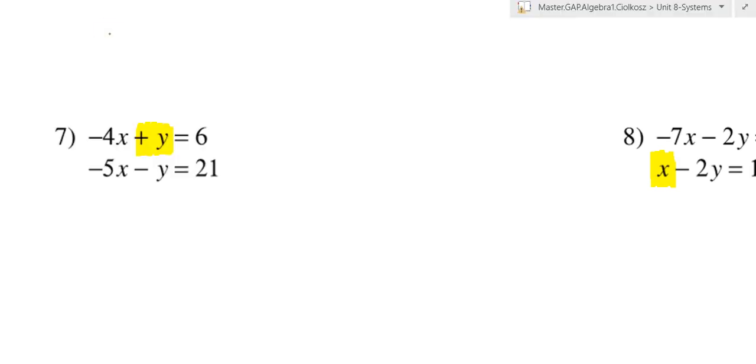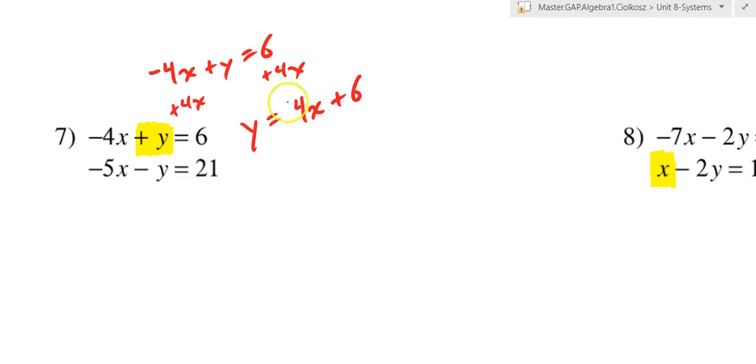So, first thing, to use that substitution, I got to get y by itself. So to do that, I would take this -4x plus y equals 6. I want to move my x over. So I'm going to add 4x to each side. So that gives me y equals 4x, because it's positive, plus 6. Now I can substitute, just like we've done before. So I'm plugging that into my other equation.